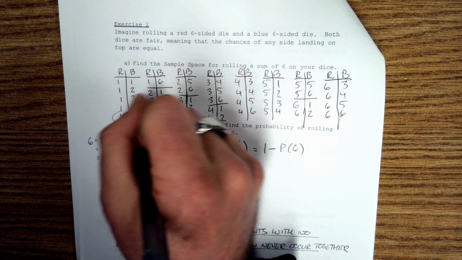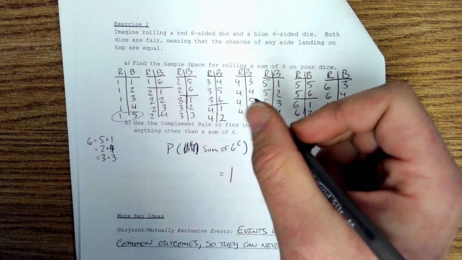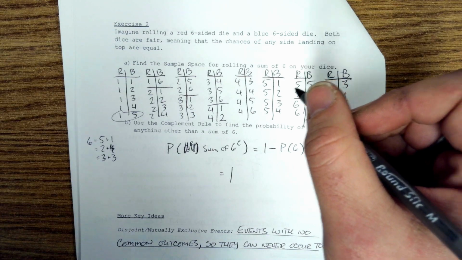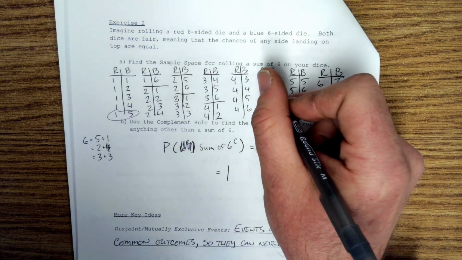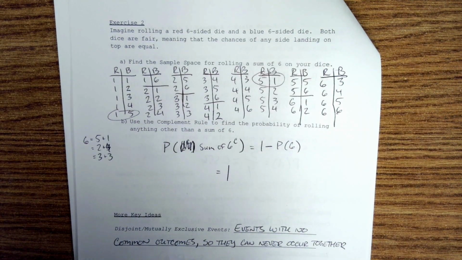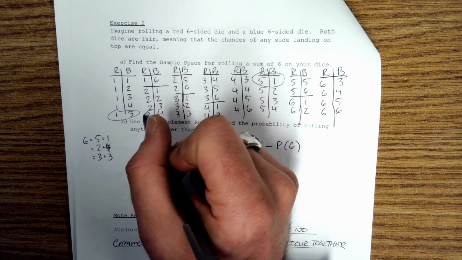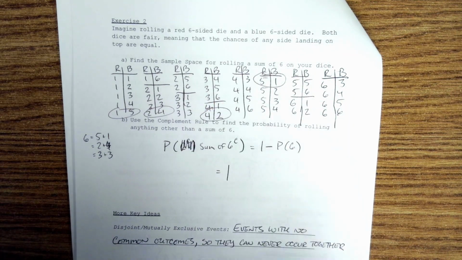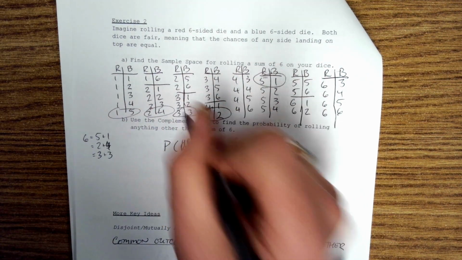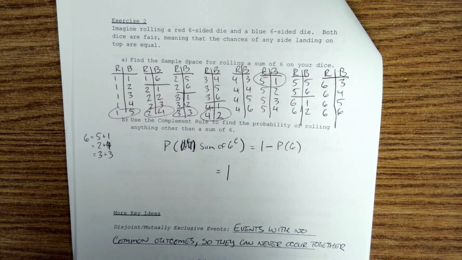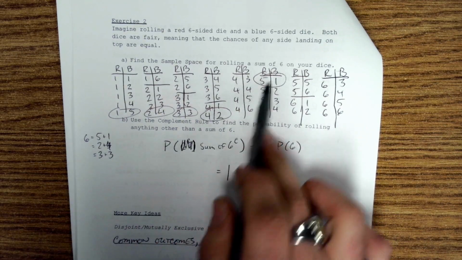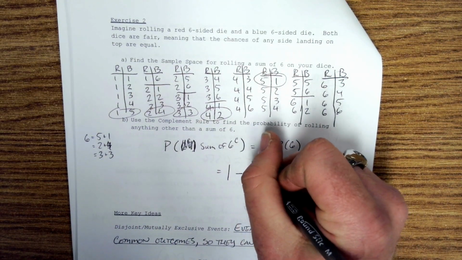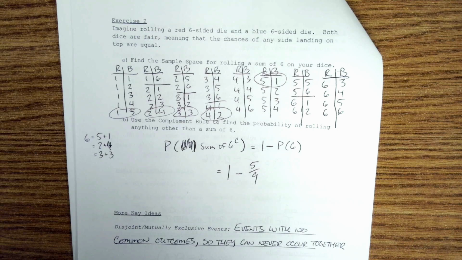So anytime I've got a 5 and a 1, that would be a total of 6. Anytime I've got a 2 and a 4, either a 2 and a 4 or a 4 and a 2, that would make a total of 6. And then anytime I've got a 3 and a 3, that would be a total of 6. So it looks like I have 1, 2, 3, 4, 5 totals of 6 out of 9.